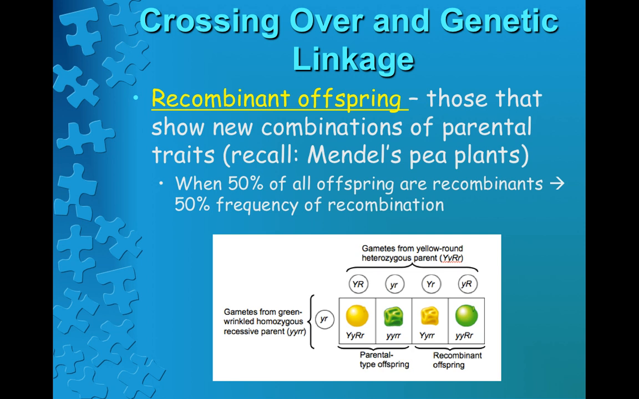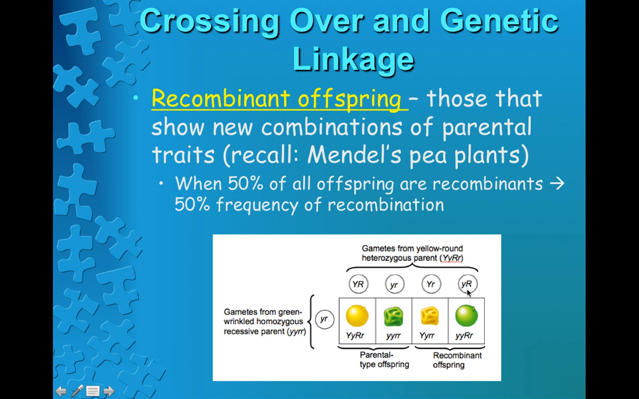So how do we figure this out? Well, we have to look at the number of recombinant offspring we get from a cross versus how many are parental. Remember that those recombinant offspring are the ones who have the new combination of traits, so they've got some mixture of both of the parental traits. If this is a normal, non-linked situation, you should get 50-50: 50% should be recombinant, the other 50% should be parental.